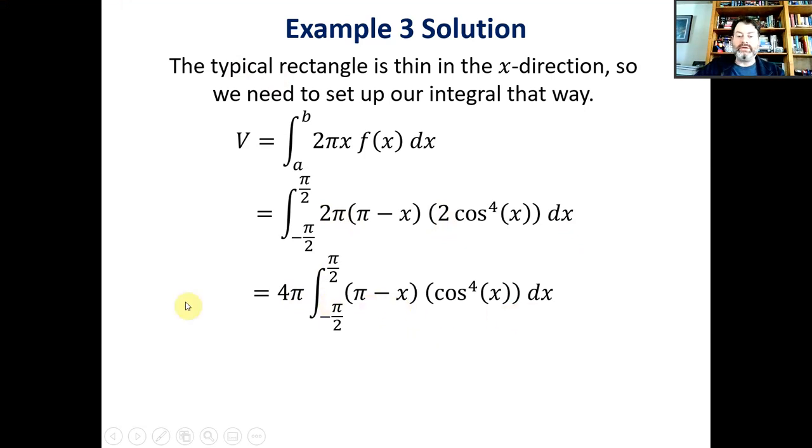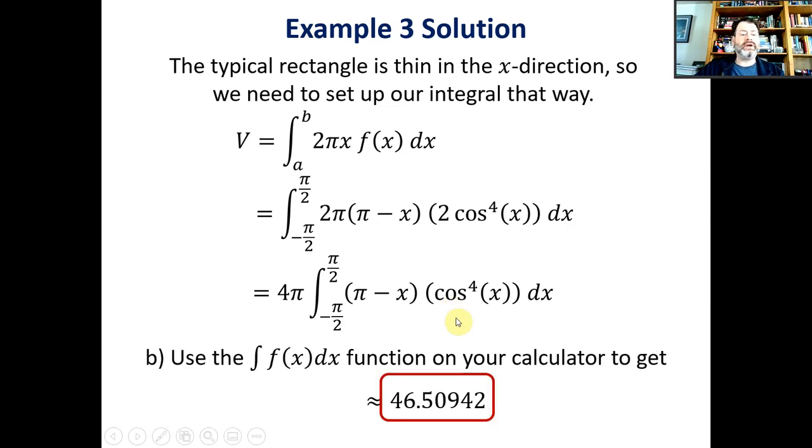We do not know how to do this integral. You won't learn for another few weeks. So we just have to do it on our calculators, right? Just use the integral f dx function that we talked about at the beginning of chapter 5, and you get a decimal answer. There's no way to know what the exact value is for this, because we just don't have the tools yet in this class to do it.